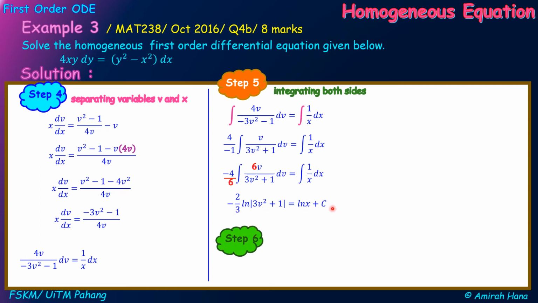And then from here, we are done integrating. So we can continue with step 6. We replace v equals y over x because the original question is given in terms of variables x and y. So we need to replace terms containing v into the form of y and x. So the general solution is negative 2 over 3 ln 3v squared, where we replace v by y over x, plus 1 equals ln x plus c. So this is the final answer.